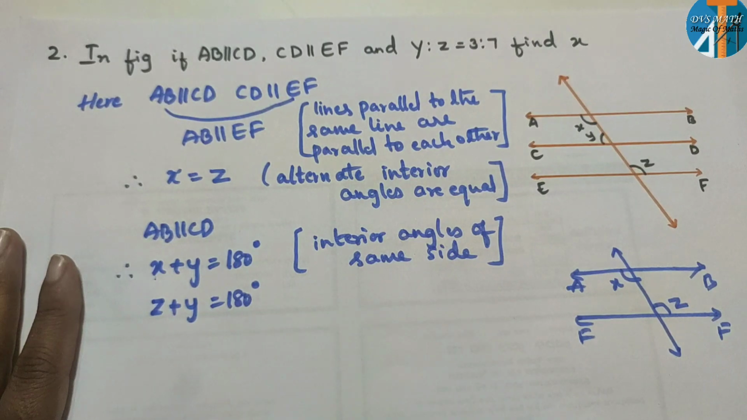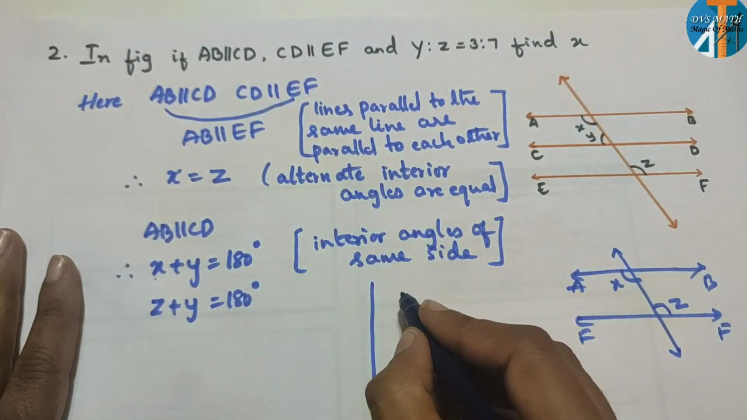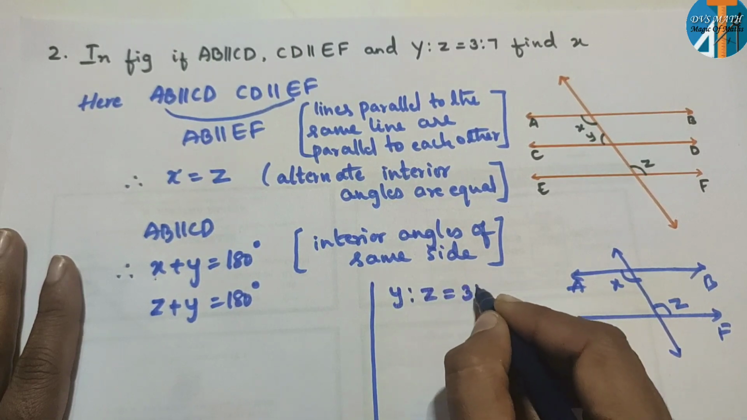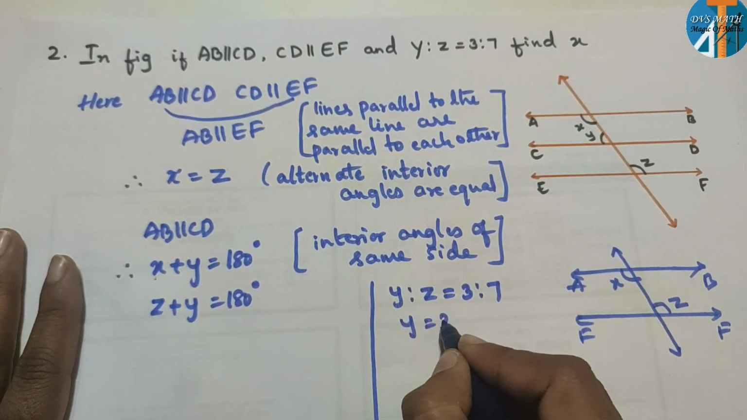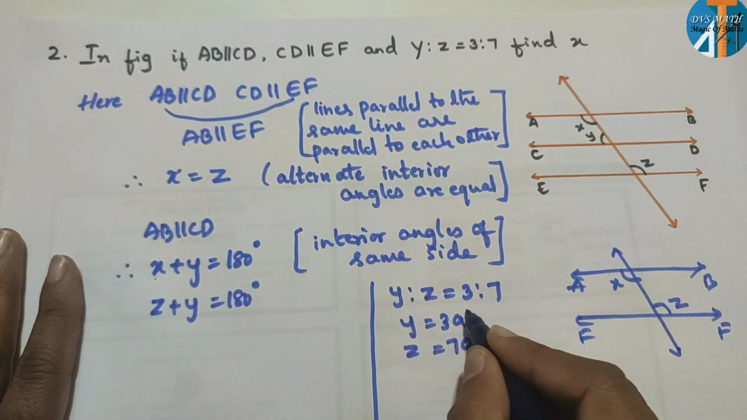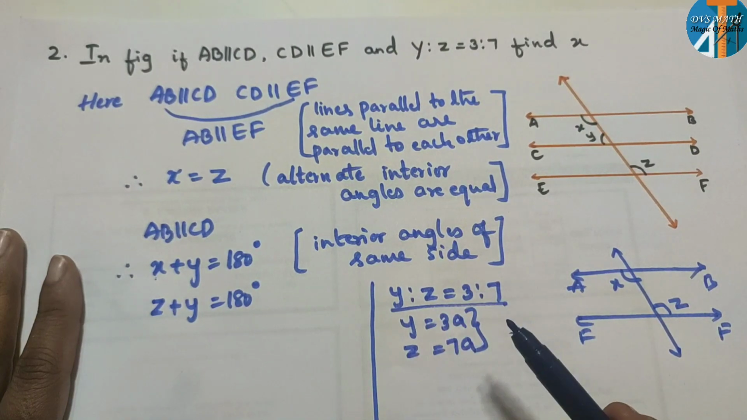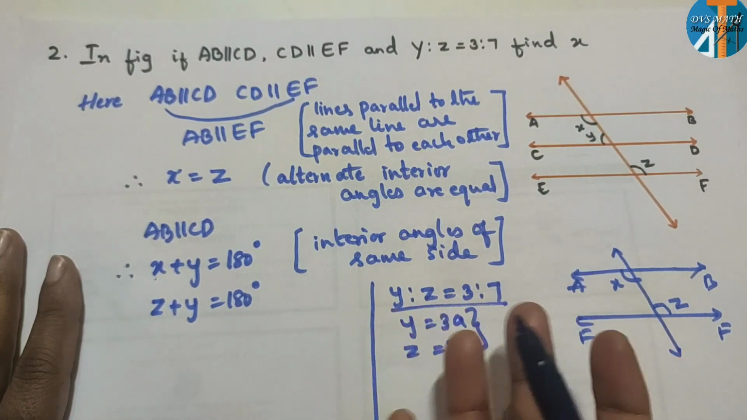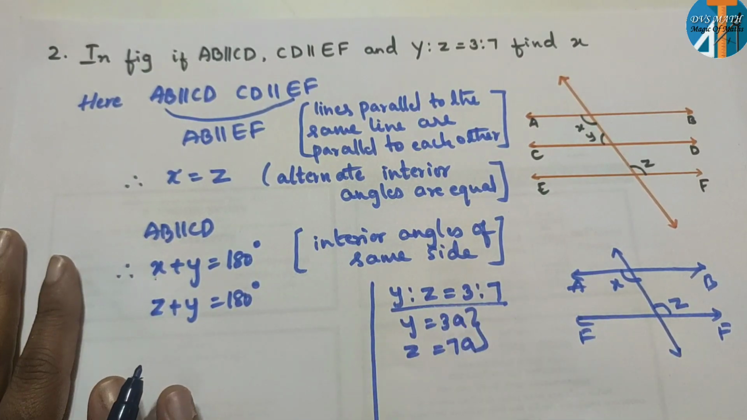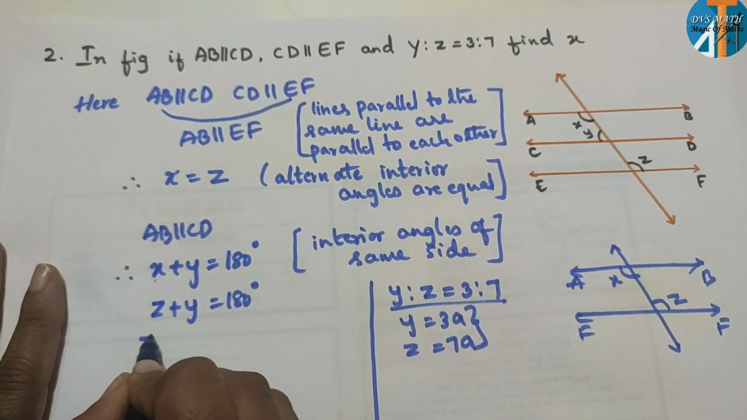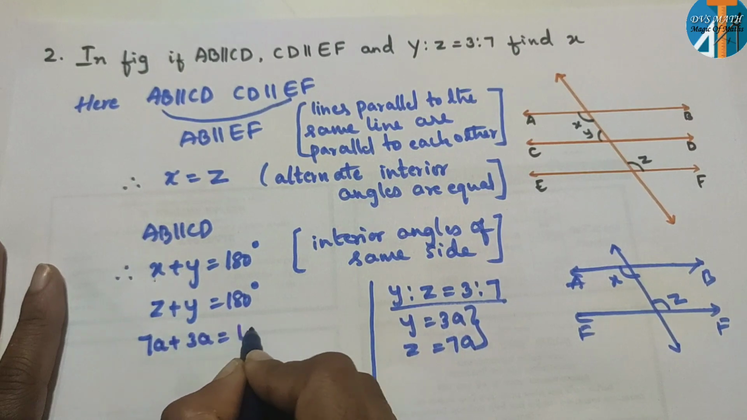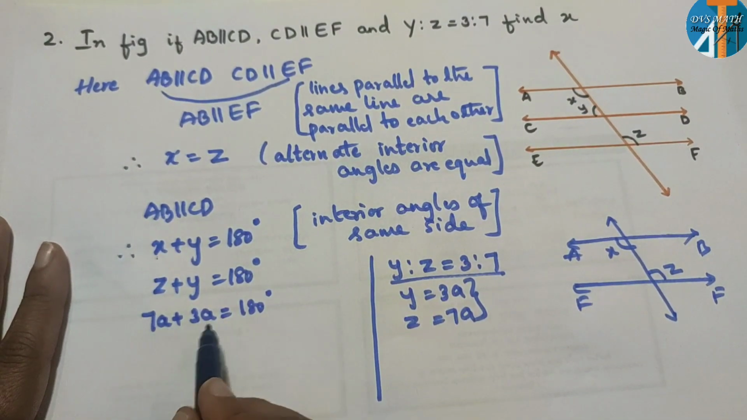But what ratio have they given here? y is to z is equal to 3 is to 7. Let us consider y is equal to 3a, z is equal to 7a, taking a common term. Or you can take the ratio also as we did in exercise 3.1. If you substitute here, z is 7a, y is 3a, so 7a plus 3a is equal to 180 degrees. So 7a plus 3a, what will you get?